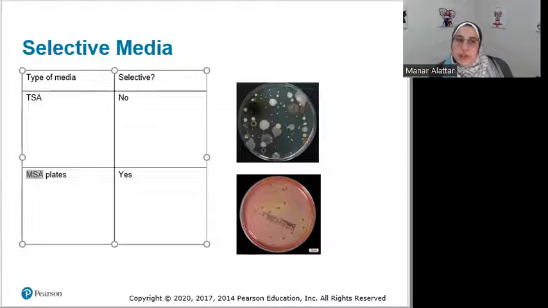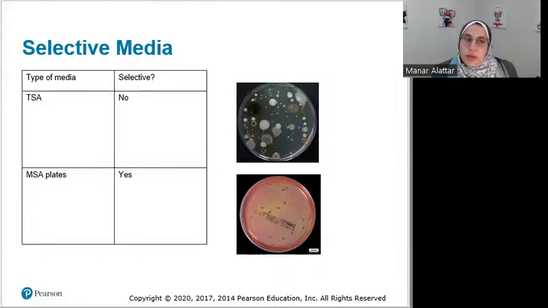Okay? And so by manipulating the components of the media, we can make them selective. So I gave you the example of changing the pH. Mannitol salt agar changes the salt content, so it has a higher salt content, and the sugar content. So there's a sugar called mannitol that's added into the media that's specifically utilized by some microorganisms and not others. And so when we change the component of the media, we've changed what we'll actually see grow on the media, and we've made it selective.